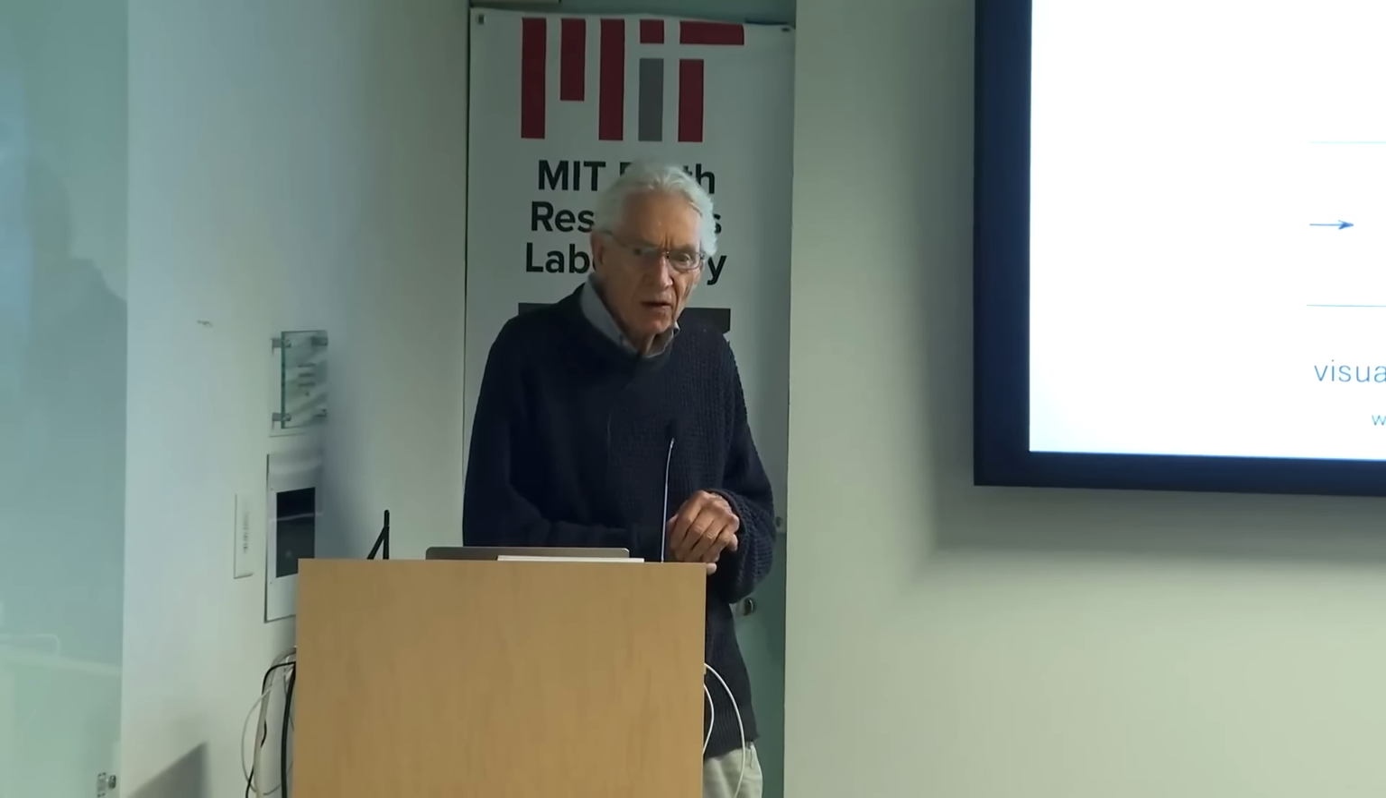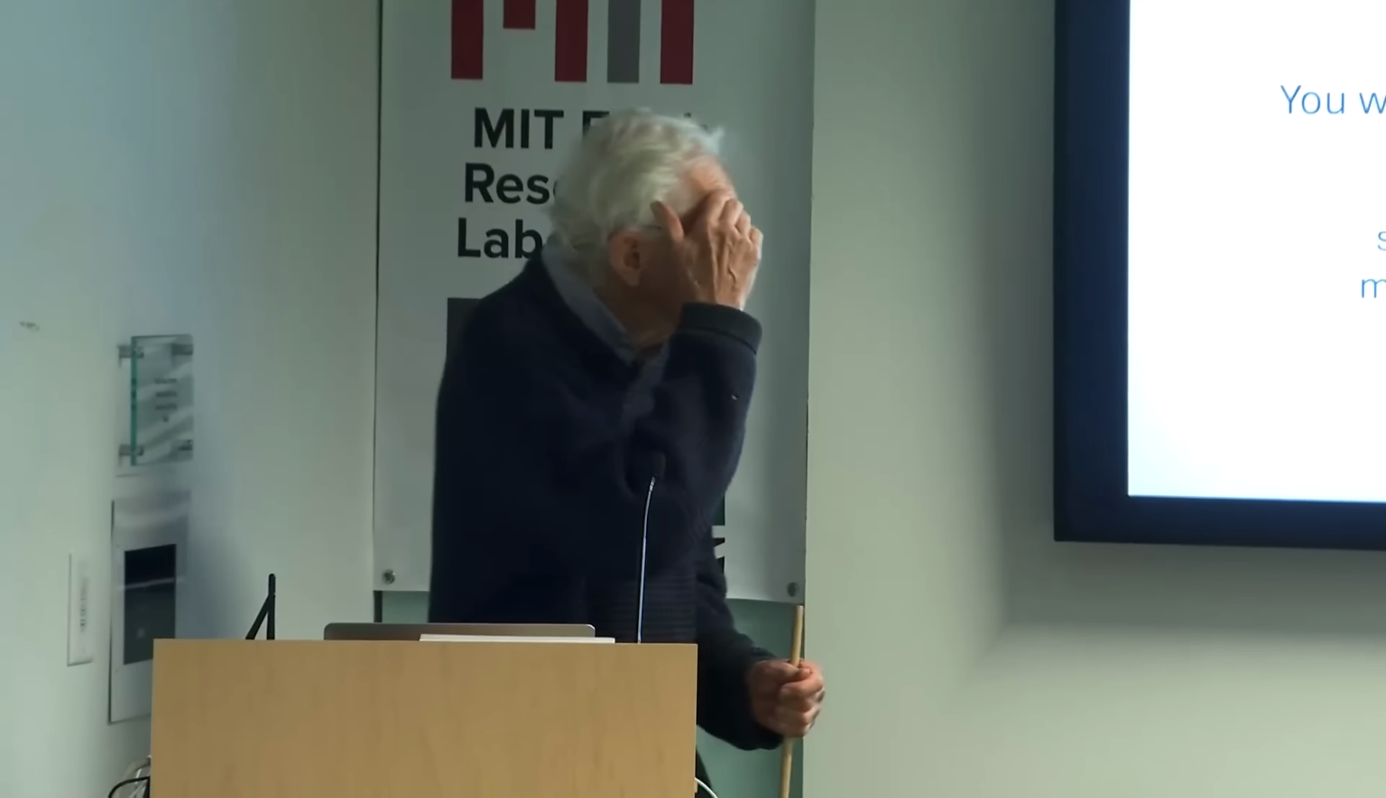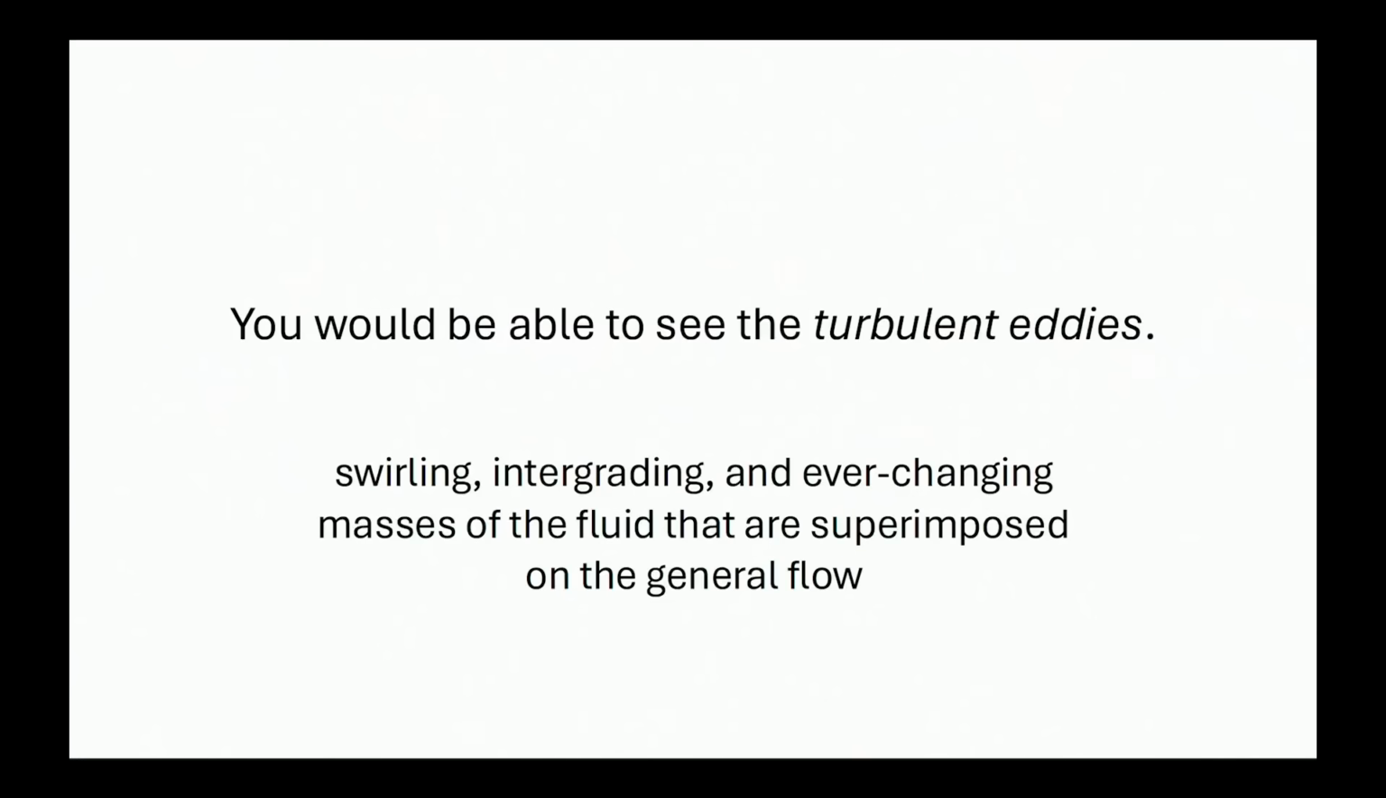You could also, if you had a magic powder and sprinkled it into the flow, see swirls of masses of fluid called eddies going down the flow. If you've ever seen a muddy river in flood, at the surface you see all these eddies. It's very impressive. I love to see that sometimes. This is the kind of thing you can visualize. So this is my definition of turbulent eddies.